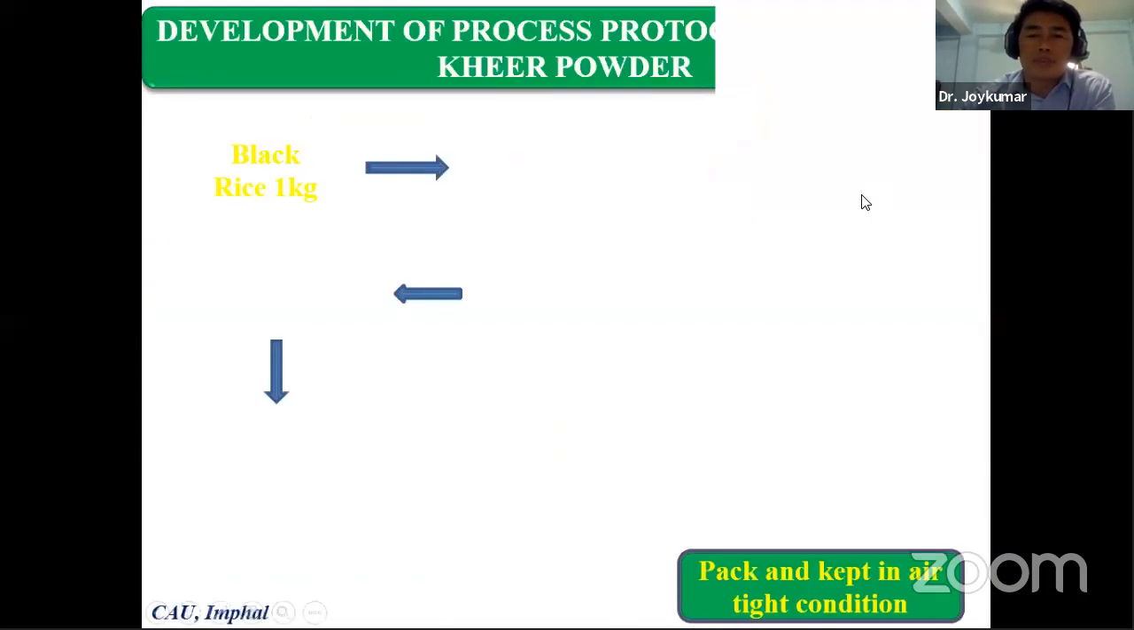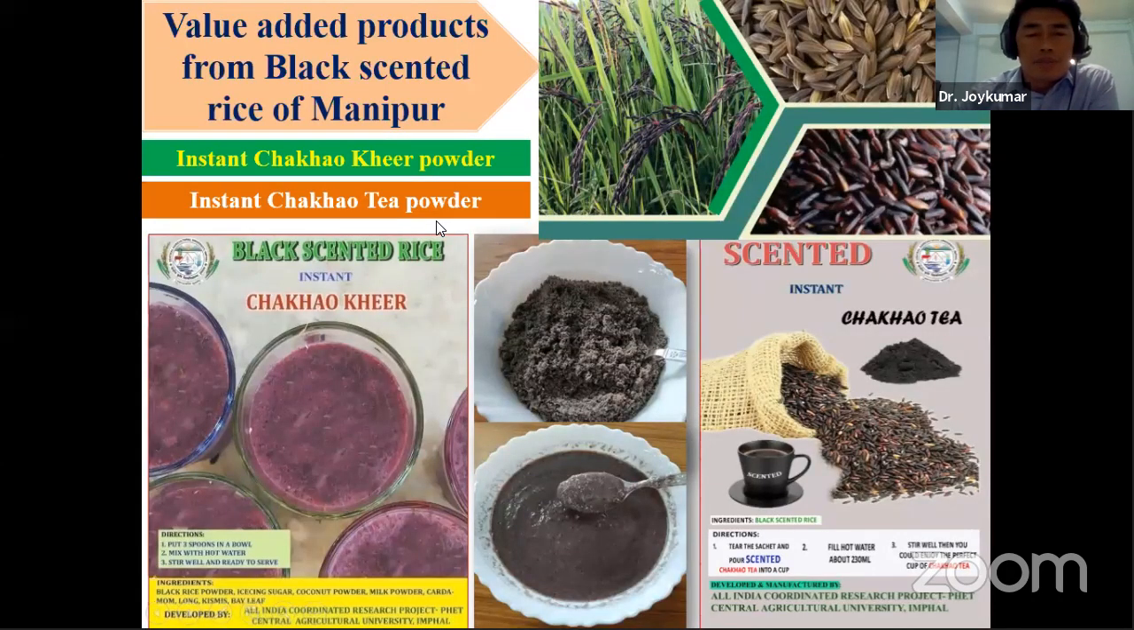So this is another milk. Okay, so now in Manipur, we have black sacred rice, we call it chahau. People are talking about this, and people were exporting it. During the lockdown, there was no transport and we could not sell it outside. So we converted it into chahau products here. We have developed two protocols: one is chahau kheer, another is chahau tea.